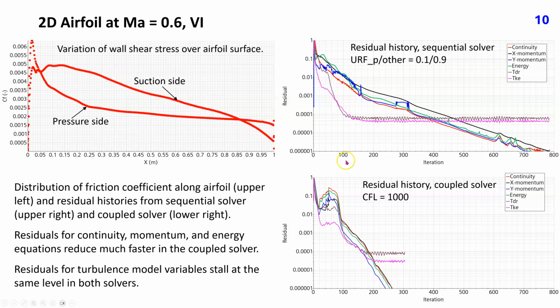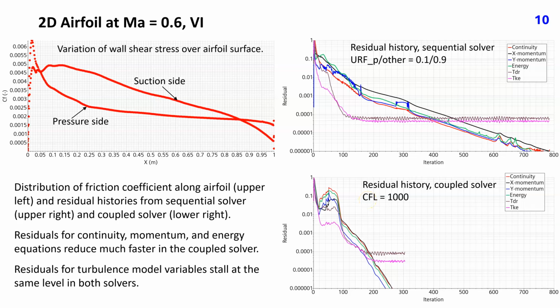The two plots on the right show residual histories from computations with sequential and coupled solver. Under-relaxation factors in the sequential solver were 0.1 for pressure and 0.9 for all other variables. The stepping in pseudo time in coupled solver corresponds to the CFL number of 1000. These settings were not optimized for efficiency.